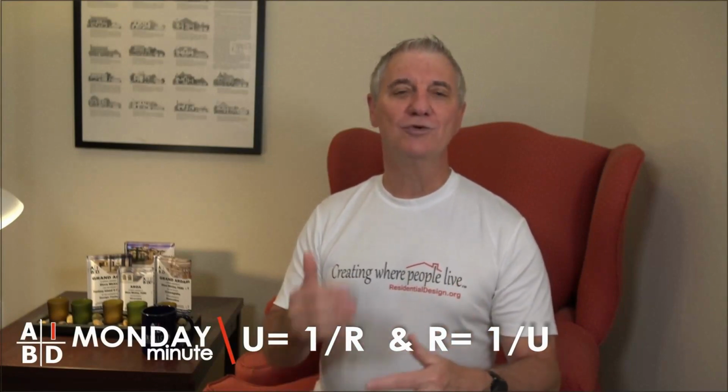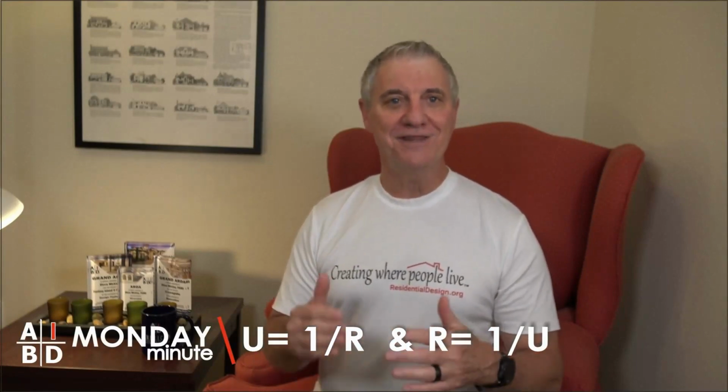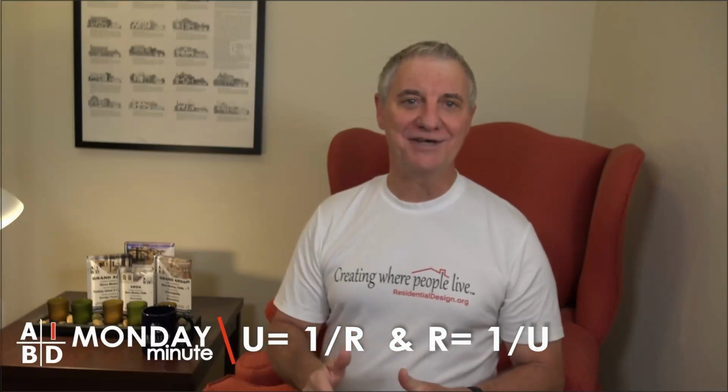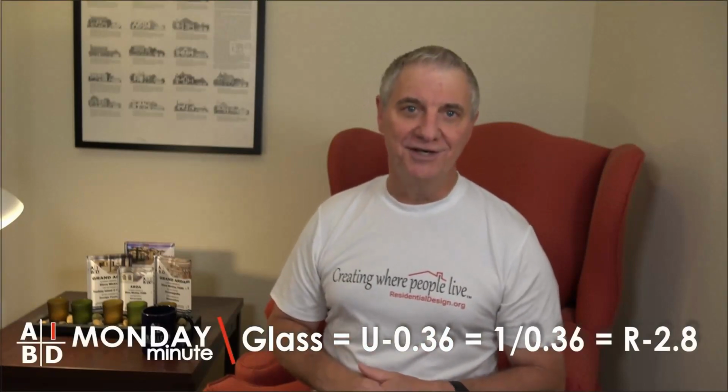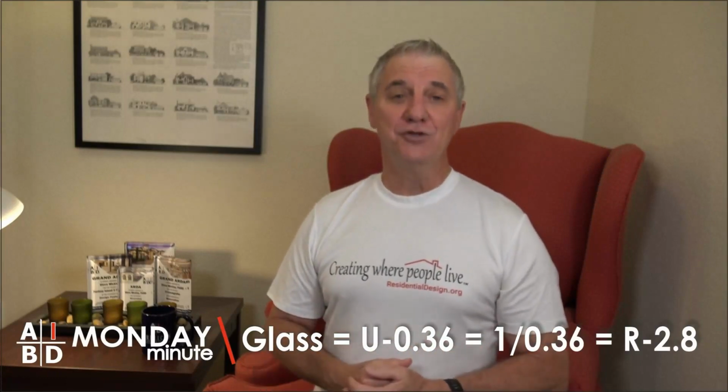Because you can add R's but you cannot add U's, the first thing you do is convert the U's into R's. So the formula is easier than you think. Because U's and R's are reciprocal, U equals 1 over R. So to find the R value of each pane of glass, the formula is 1 divided by 0.36, which equals an R value of 2.8.